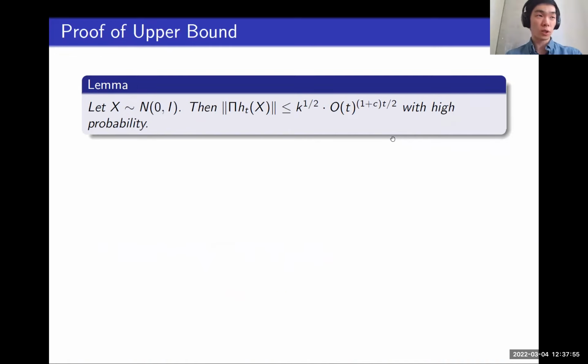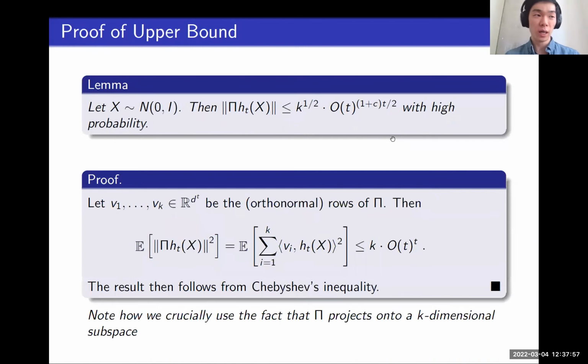So, to prove the upper bound on the norm of the projection, we really just use the fact that the variance of the Hermite polynomial in any fixed direction is bounded, right? Now, since we're projecting onto k dimensions, the variance or the norm of the projection onto this k-dimensional subspace is also bounded. So again, we're crucially using the fact that this is a k-dimensional subspace and not a huge subspace, right? So this is why we're using the low dimensional projection.